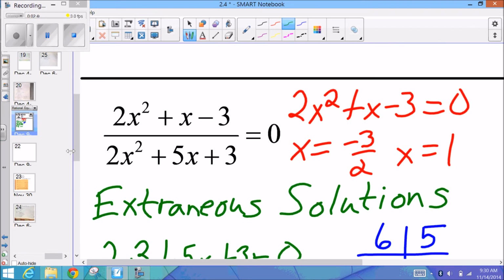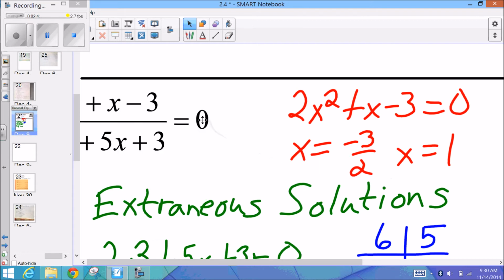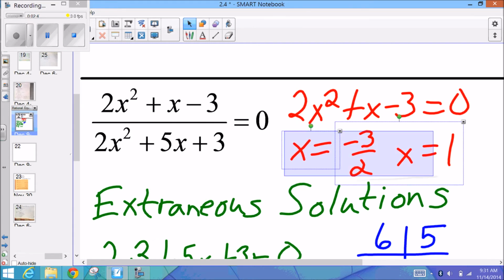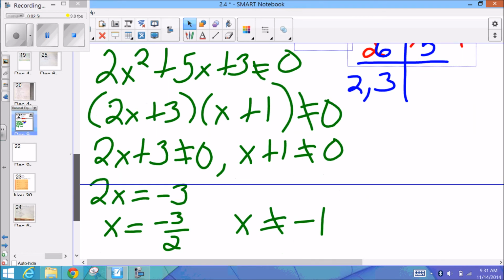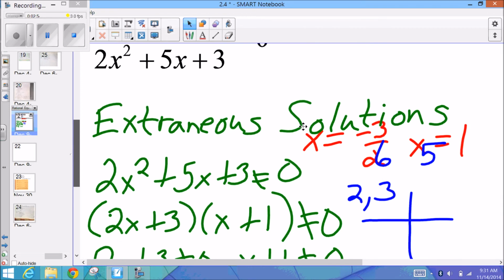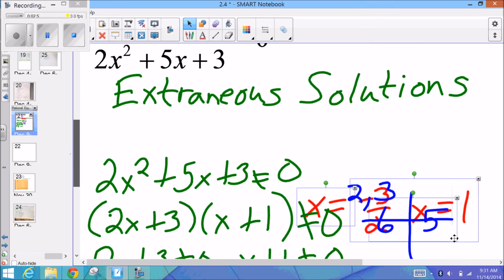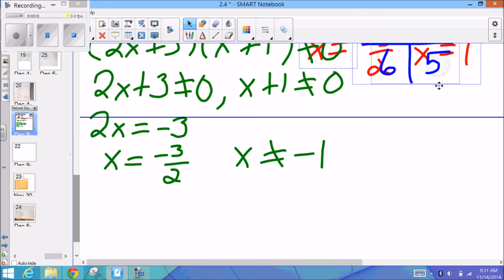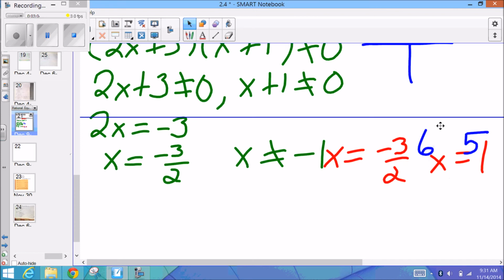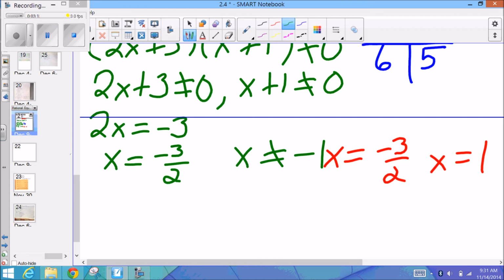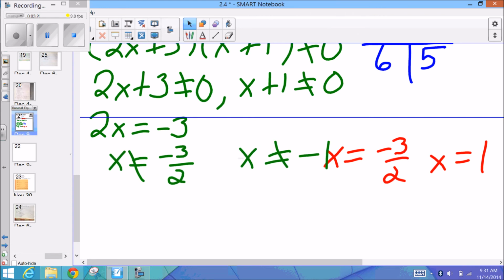When I solved the top of this equation, I had two values that would make the numerator 0. Bear with me. The two values that make the numerator 0 are -3/2 and +1. But the numbers that would make the denominator 0 are -3/2 and -1.